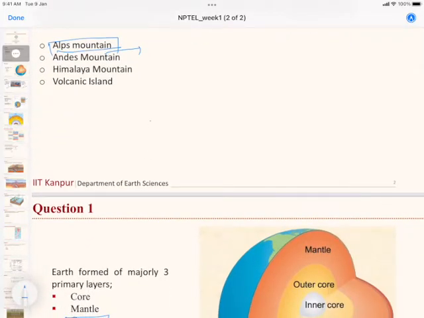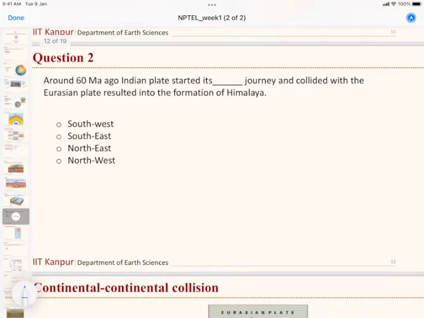Now moving ahead to the second type of question that I have taken to answer: around 60 million years ago, the Indian plate started its journey, fill in the blank, and collided with the Eurasian plate, resulting in the formation of the Himalaya.